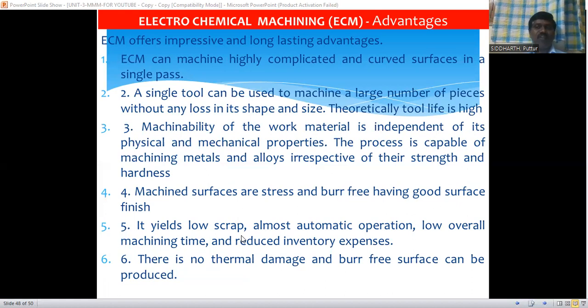And it yields low scrap in comparison to the conventional machining process. The scrap rate is less, with almost automatic operation, low overall machining time, and reduced inventory expenses. It means we need not maintain a huge inventory in the godowns in order to supply it to the customers. Whenever the customer order comes, within the required time we can manufacture by means of this electrochemical machining process. And there is no thermal damage and burr free surface can be produced. This is also one more advantage. The temperature produced during this machining process is less, so that no thermal damage takes place in the workpiece, and a burr free surface can be produced.